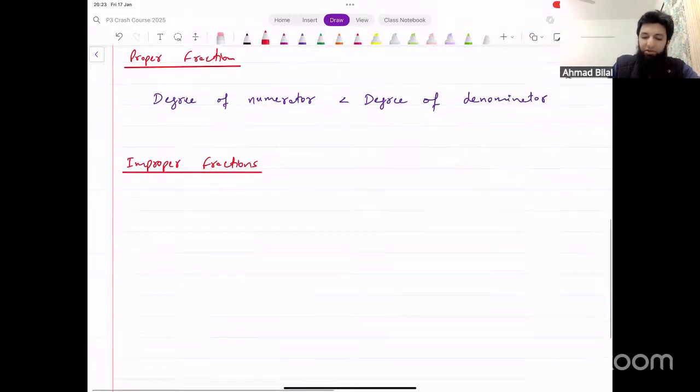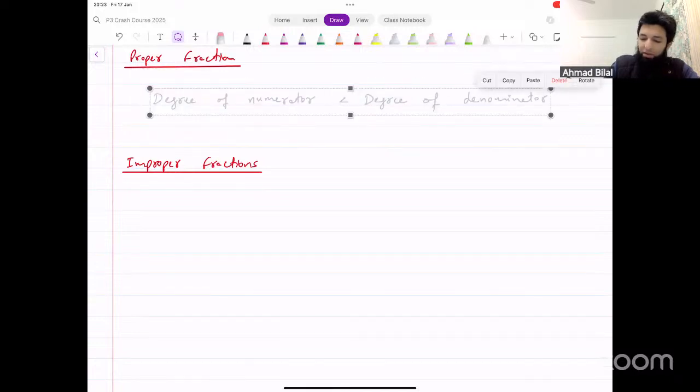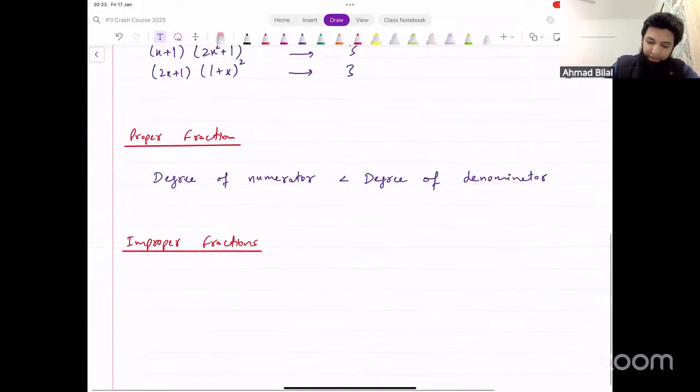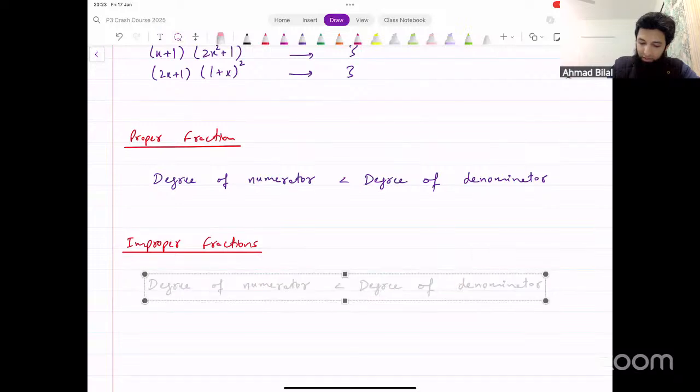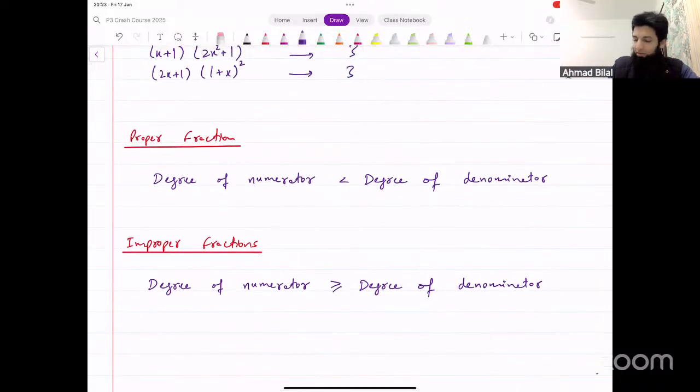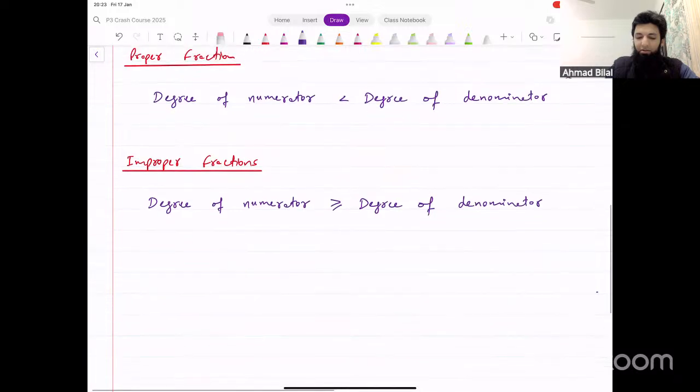Improper fractions are those fractions in which the degree of the numerator is greater than the degree of the denominator. Okay, these are improper fractions. When degree of numerator is smaller, that's proper. When degree of numerator is greater or equal, that is improper. Now, in your syllabus, for partial fractions, you only have that case in which the degree is equal. The greater case is not tested in partial fractions.